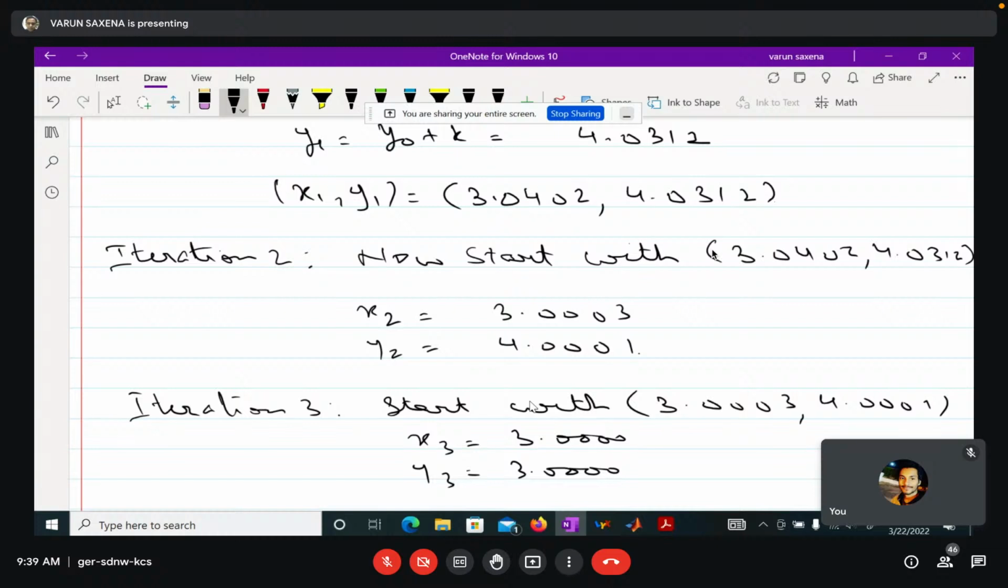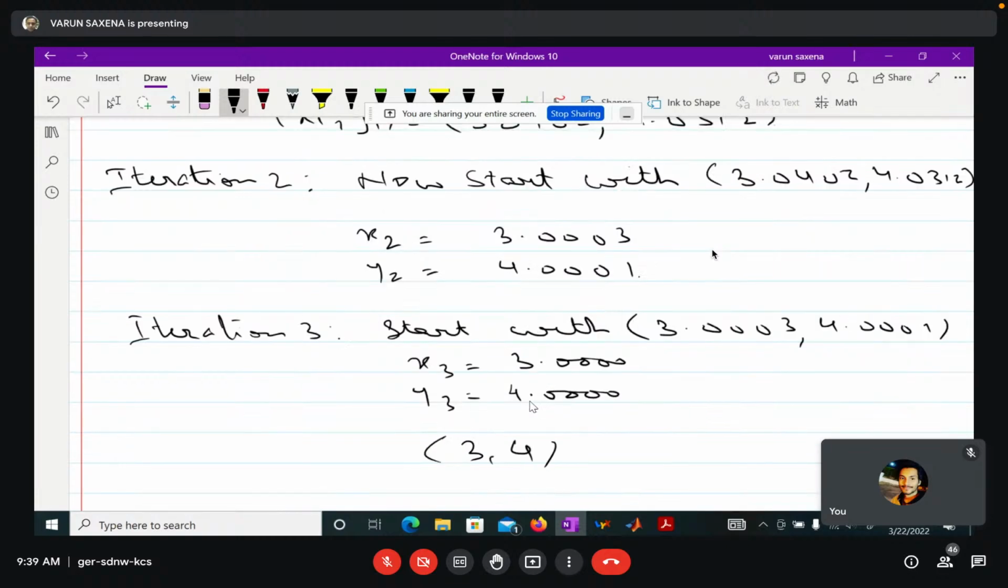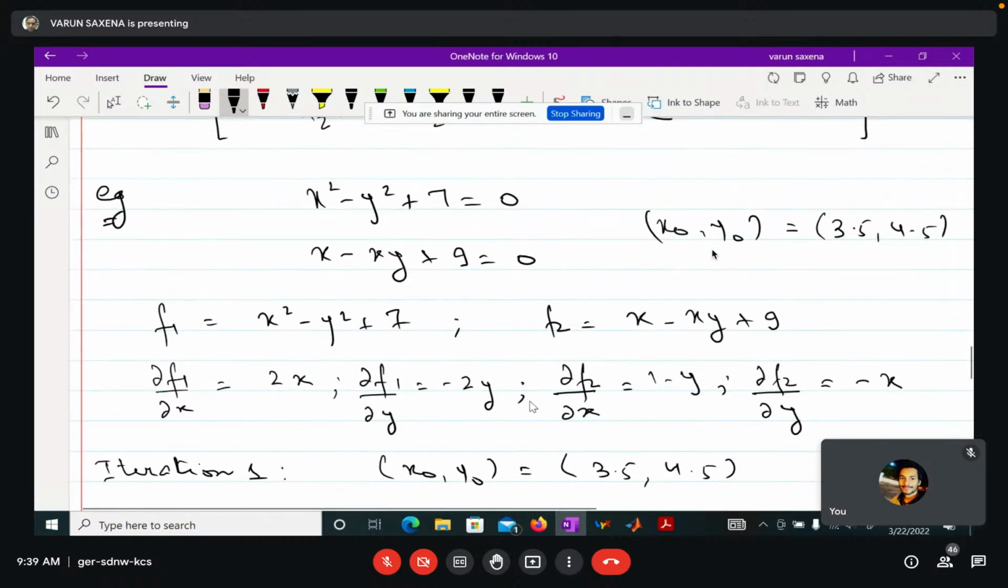You will see that after this, if you do another iteration, there will not be any change in this. So this will be your answer for this problem. If we check, 3 square which is 9 and 4 square which is 16, you subtract it, you get minus 7, plus 7 is equal to 0. Here also, if you have 3 into 4 plus 9, you get 0. So the solution was 3 and 4 only for this.